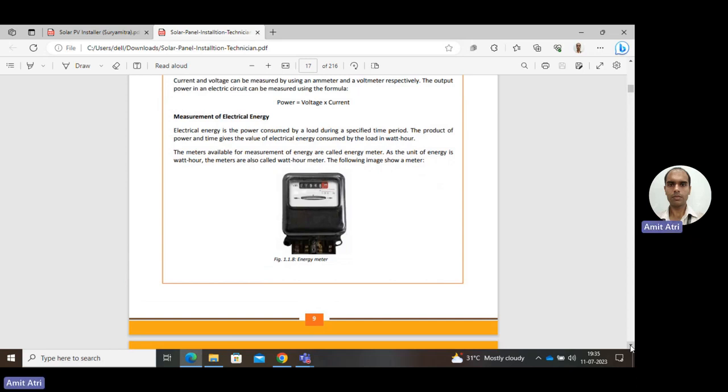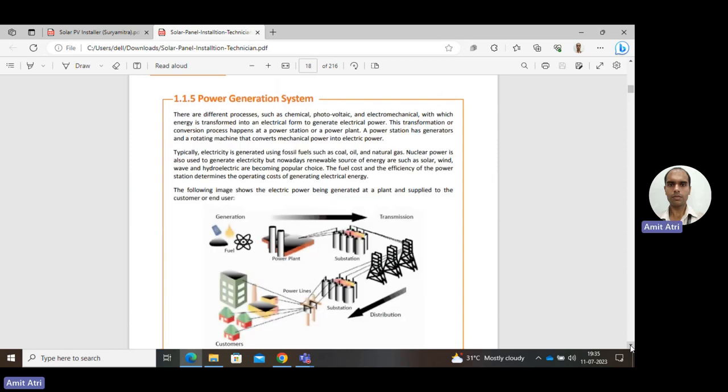Very common is this one, in diagram 1.1.8, the analog or induction type energy meter that is shown here. Currently it is not used. In very few places it would still be remaining. Otherwise everywhere electronic energy meters are being used. They directly show the energy consumed.